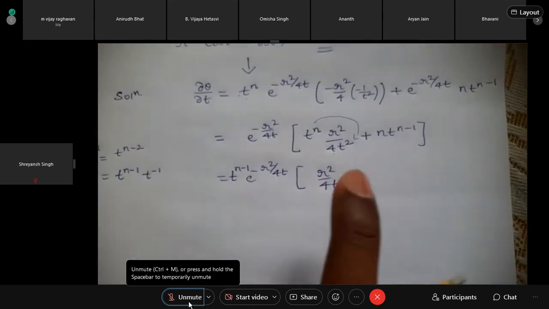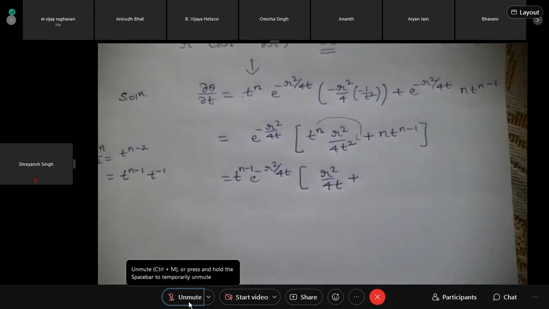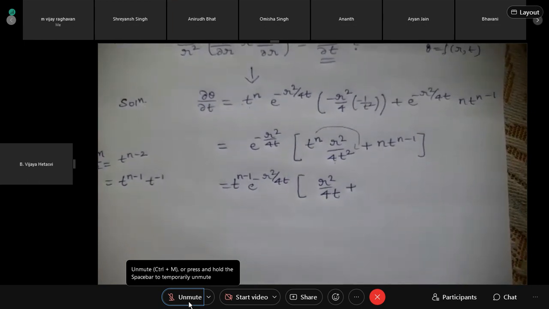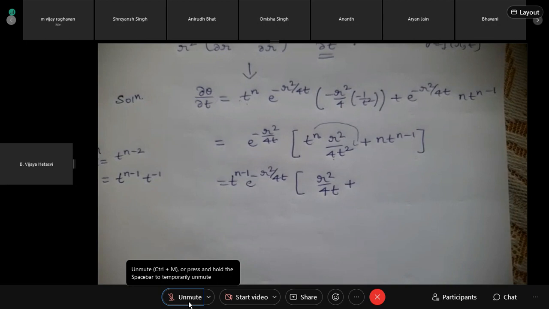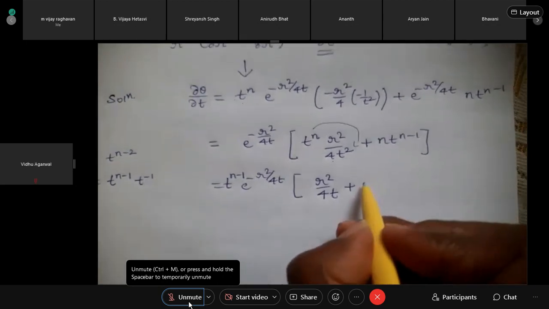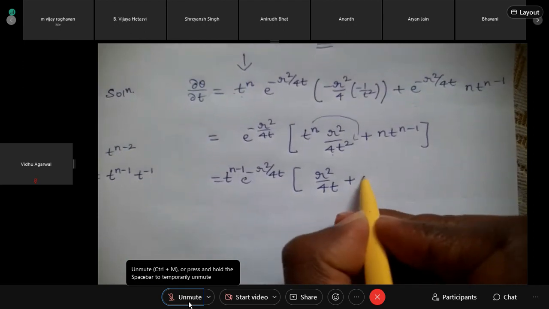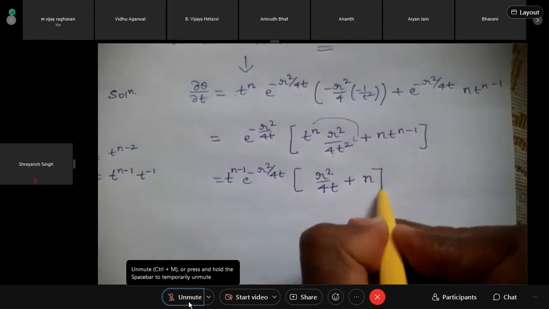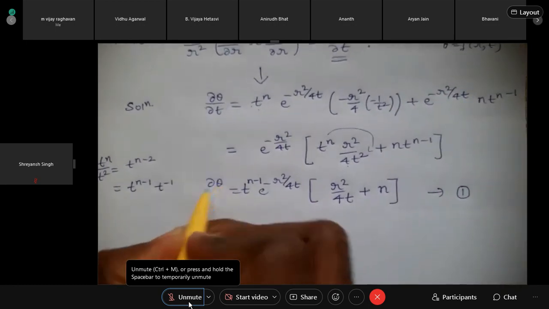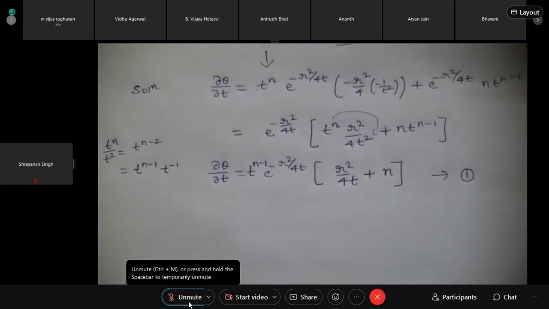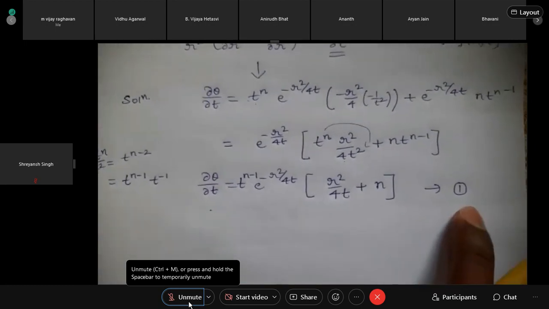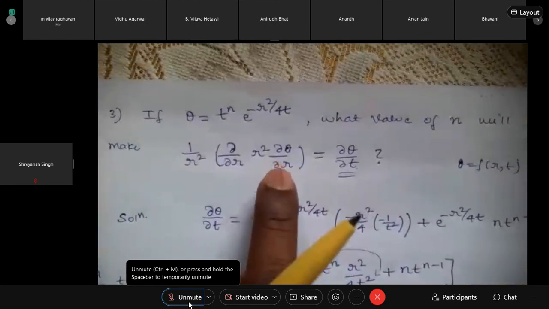Have I written correctly? Is it 4t or 4t square? It is 4t only. What about the last term? Plus n. That's all. So I will just call this equation number 1. The left hand side part is dou theta by dou t. This is my equation number 1. I will come back to this part.